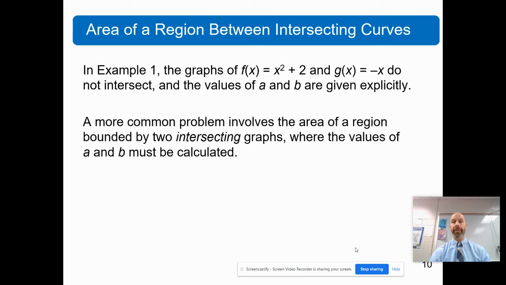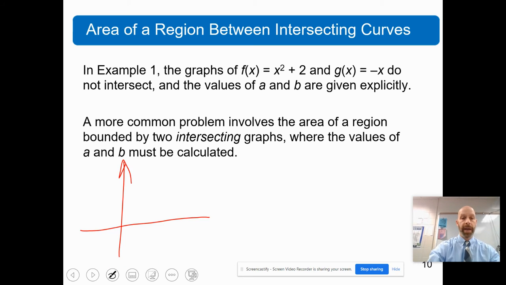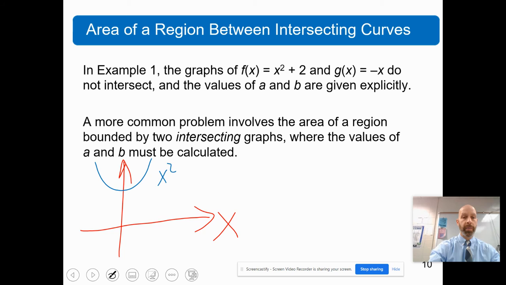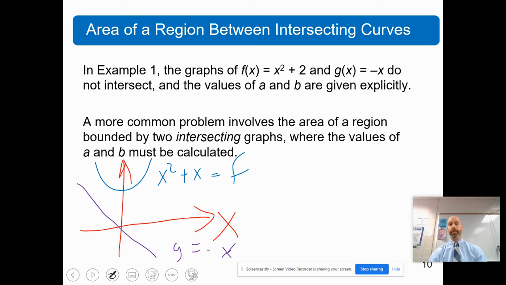In example 1, the graphs of f of x equals x squared plus 2 and g of x equals negative x do not intersect. They do not have any points in common. So what I'm talking about here is if this is my y-axis and this is my x-axis, and this was that x squared plus 2 function, which I think we called f of x. And then down here, we had our other function, which was something like this. And this was our g function, which was, I believe, negative x. Those curves do not intersect.